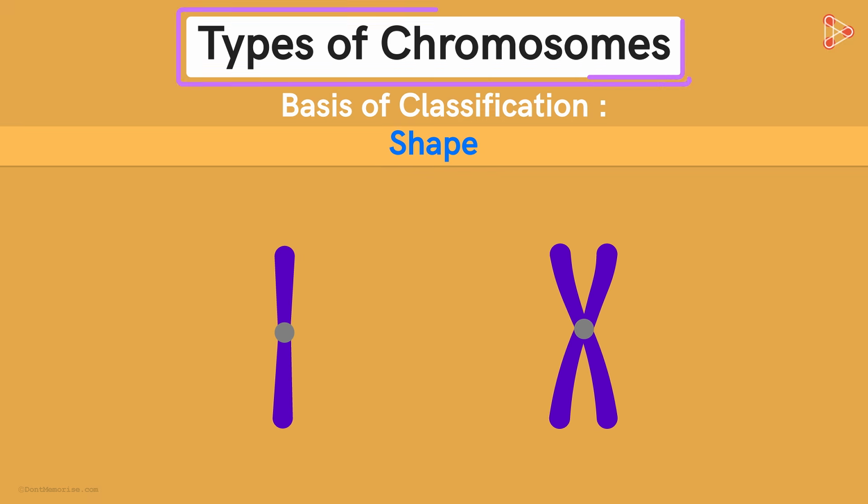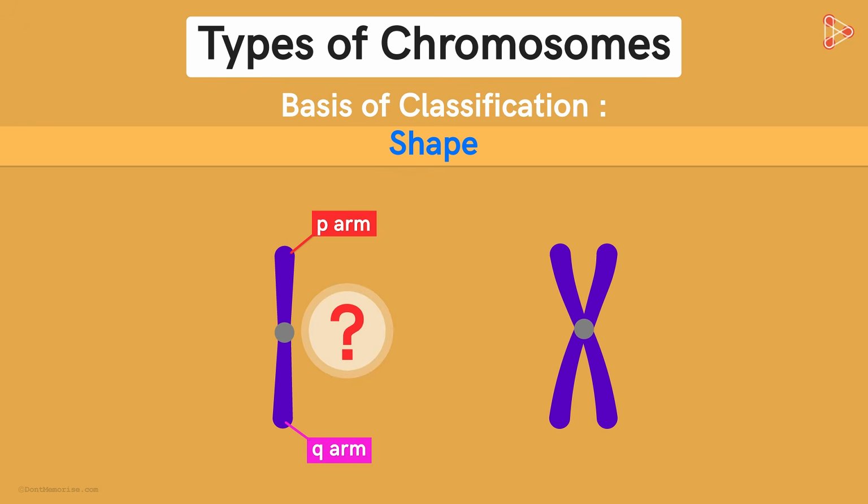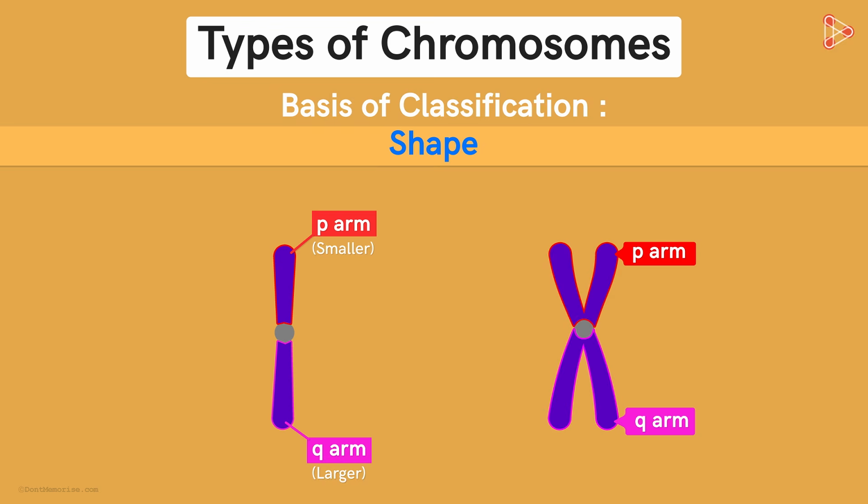Now to understand the types, let's first understand the typical structure. Here, these two regions are called the arms of the chromosome. This arm is named as the P arm and this is known as the Q arm. So how do we recognize which is the P and which is the Q arm? Is it based on their positions? Nope, it depends on the size. The smaller arm is the P arm while the larger one is the Q arm. So this chromosome has 1 P and 1 Q arm, while this one has 2 P and 2 Q arms.